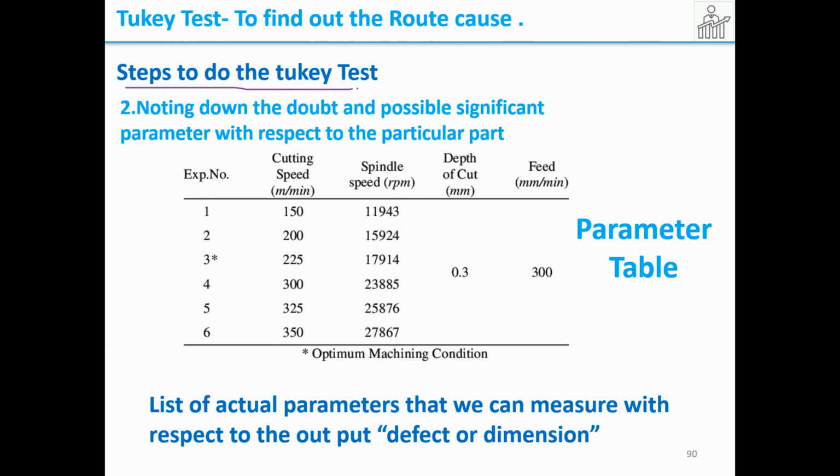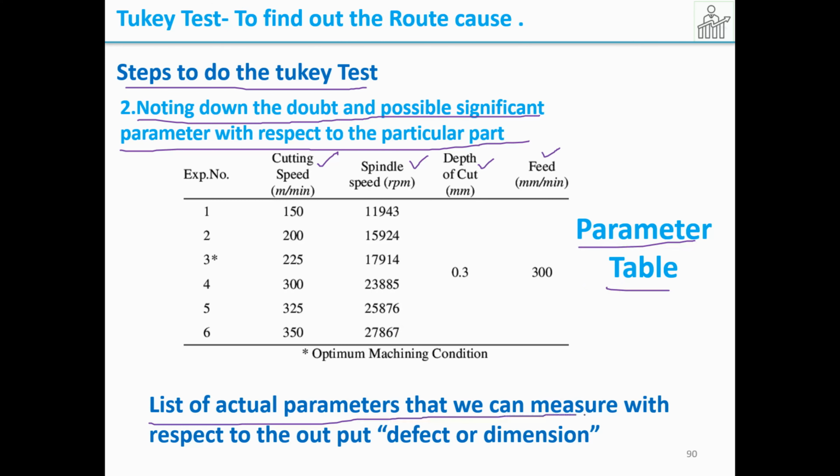Next, step 2: noting down the doubt and possible significant parameter with respect to the particular part. That means in this case they have taken cutting speed, spindle RPM, depth of cut and feed as the 4 input parameters, and this is a parameter table. So it is a list of actual parameters that we can measure with respect to the output, defect or dimension.